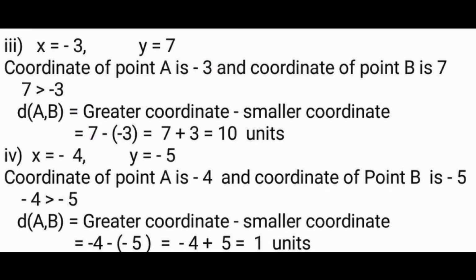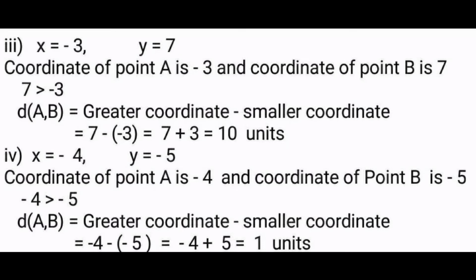Sub question number 3. X is equal to minus 3 and y is equal to 7. That is, the coordinate of point A is minus 3 and the coordinate of point B is 7. First we'll find out which is the greater coordinate. 7 is greater than minus 3. Therefore distance AB is equal to greater coordinate minus smaller coordinate, that is equal to 7 minus minus 3. So that is 7 plus 3. Therefore distance AB is equal to 10 units.